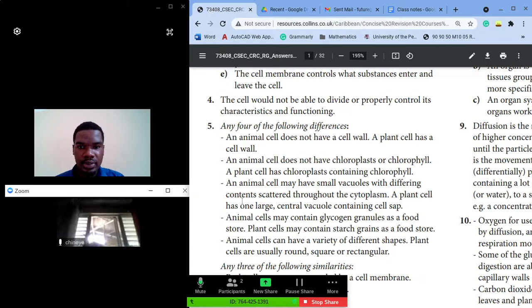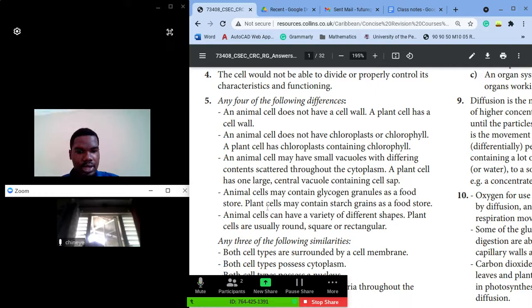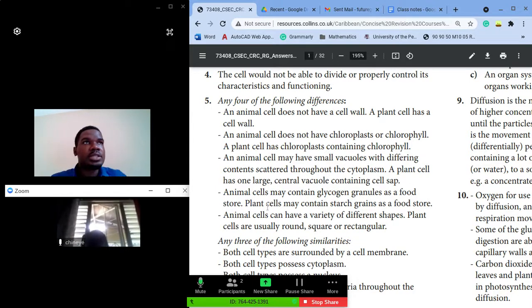The next one says, animal cells may contain glycogen granules as a food store. Plant cells may contain glycogen? That's a good question. Write it down for me: glycogen. What is glycogen? Glycogen comes from glucose, and this is a form of energy storage that is found in animals. When animals convert food into energy, that energy needs to be stored somewhere temporarily, because animals never use 100% of their energy one time. So that is what the glycogen is for.